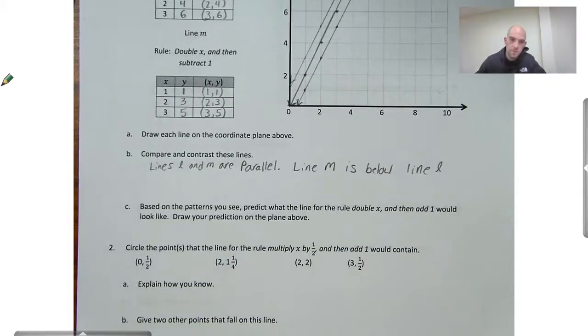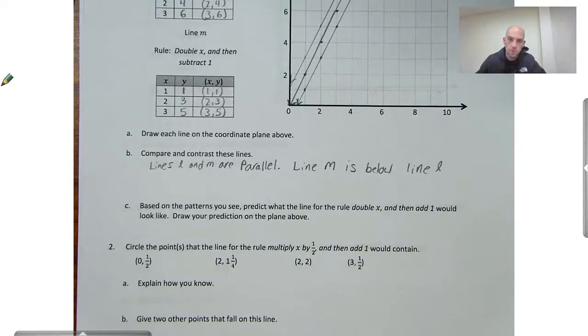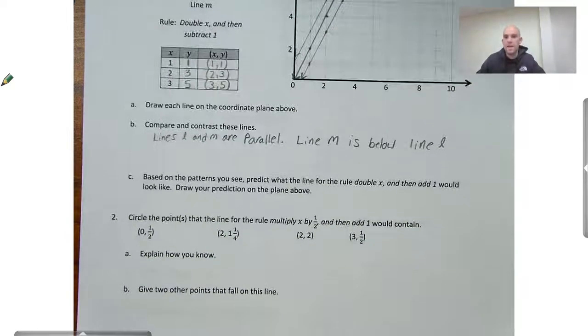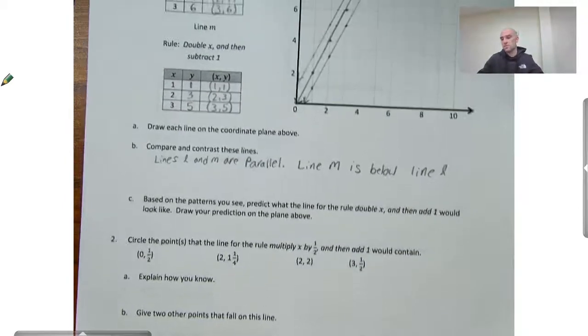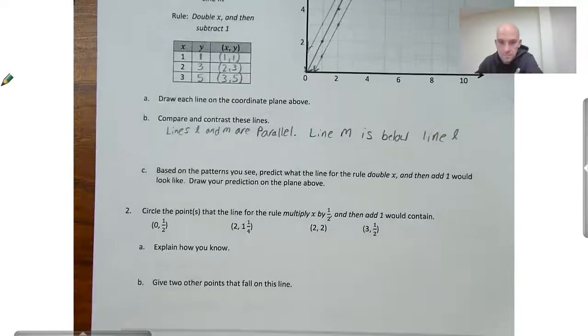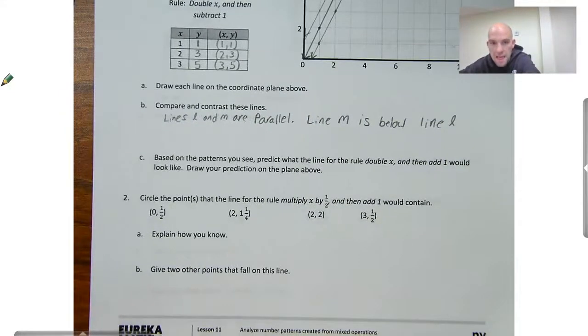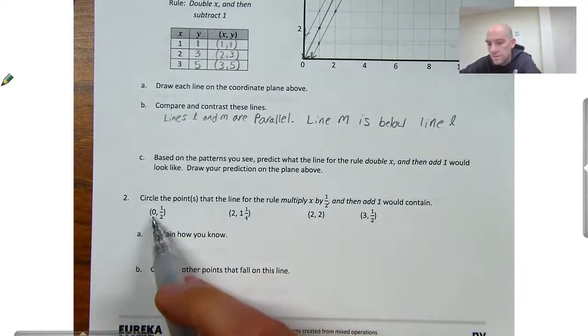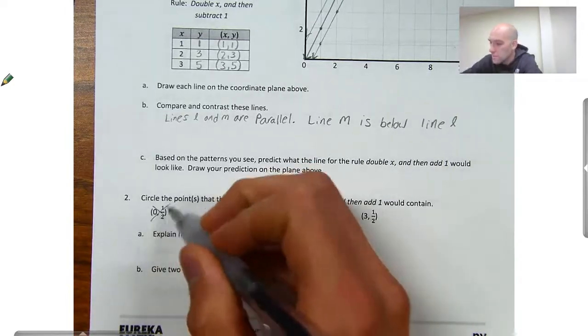Now it says circle the points that the line for the rule multiply x by 1/2, and then add 1 would contain. So let's try these out. So we're going to multiply by 1/2 and then add 1. So 0 multiplied by x would get 0. Multiply by 1/2 would get 0. And then we add 1, we would get 1. So this is not going to be one of our numbers.